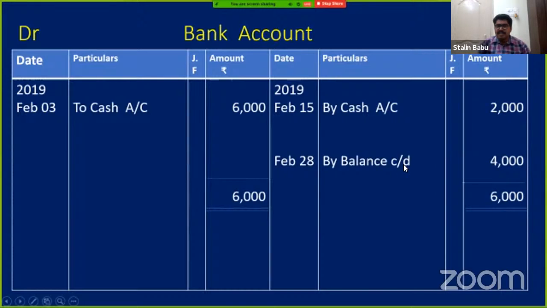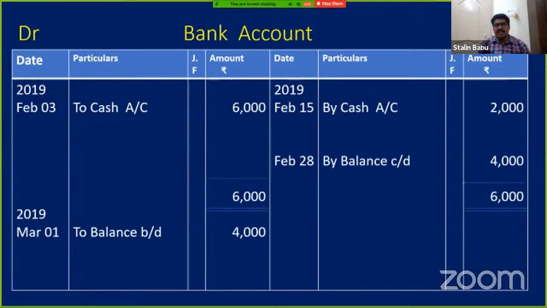So balance C/D comes here on the credit side. So we have to bring it down to the greater side, that is the debit side. On the next day, what comes after February 28? March 1st, 2019. March 1st, to balance B/D 4,000. I think everyone understood the process of balancing.